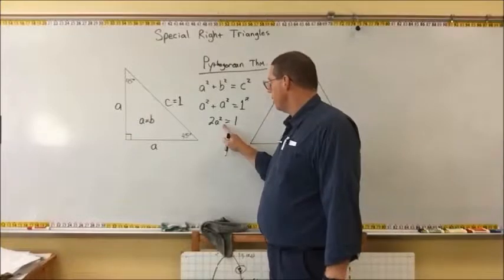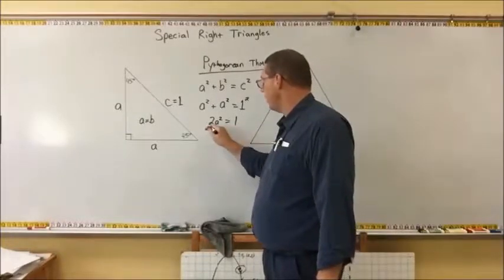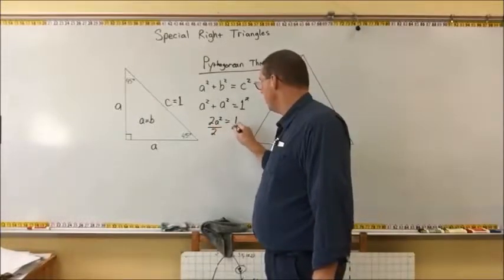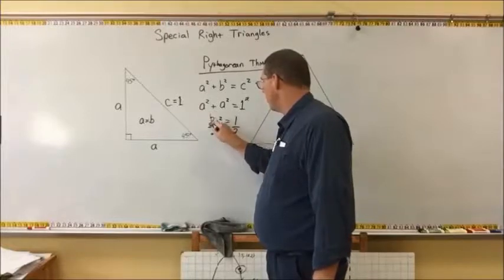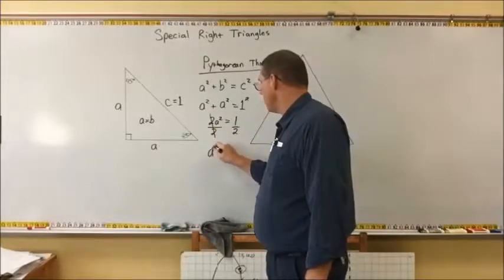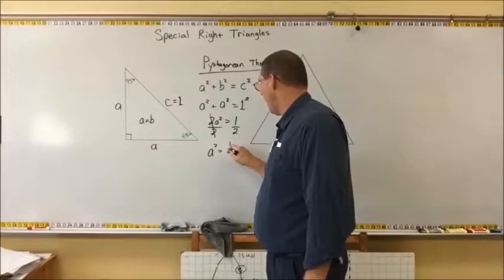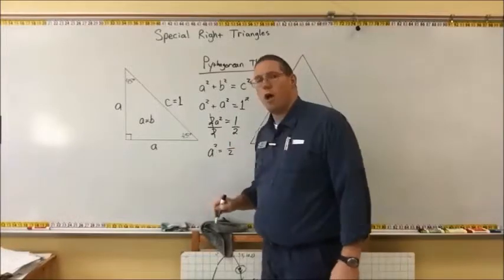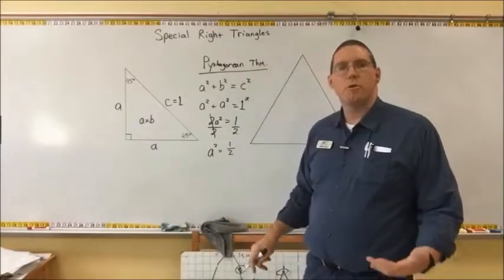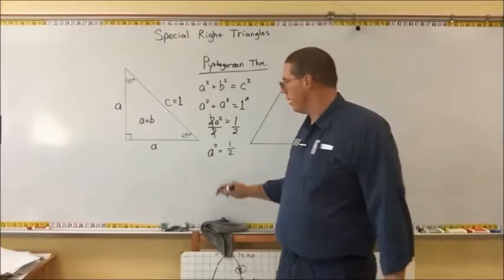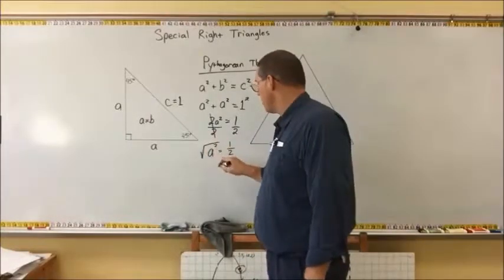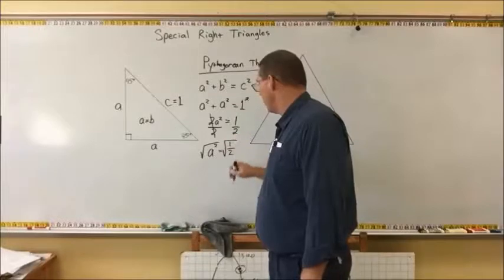So now the next thing I have to do is divide by 2. I'll divide by 2 here, and I'll divide by 2 here. That'll cancel, and I now have A squared is equal to 1/2. And now to solve for A, I need to take the square root of A squared. So if I do the square root of A squared, I have to do the square root of 1/2.